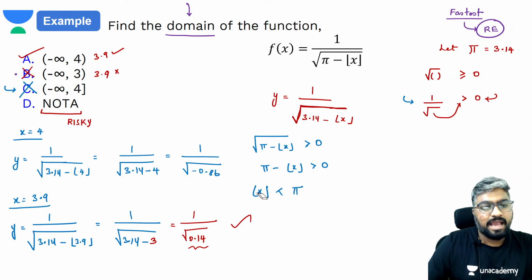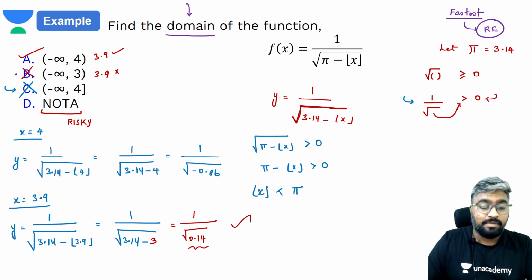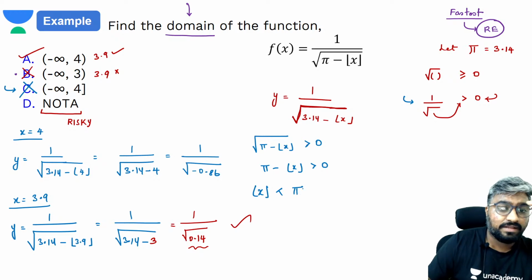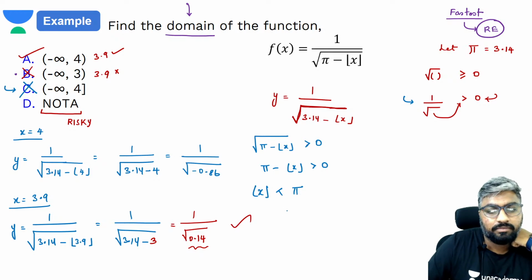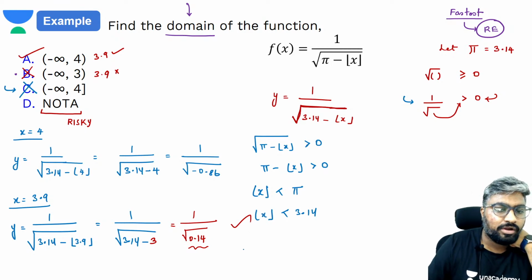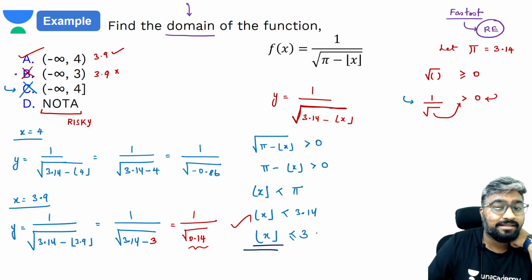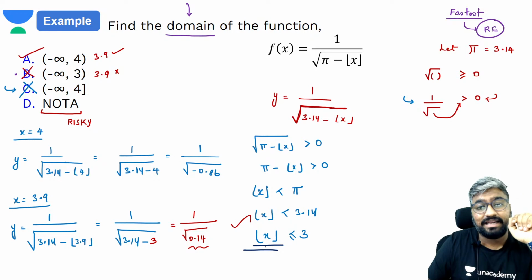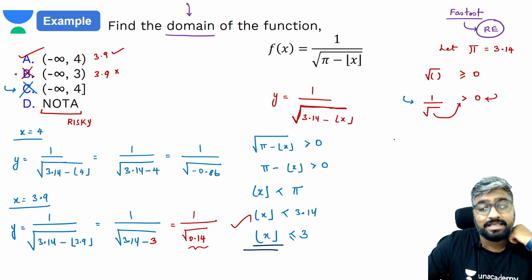Any value less than pi, greatest integer function. मतलब x क्या हो सकता है? If this is 3.14, then the greatest integer function should be less than 3.14. मतलब greatest integer function should be less than or equal to 3. Agreed? x नहीं, x का greatest integer should be less than or equal to 3.